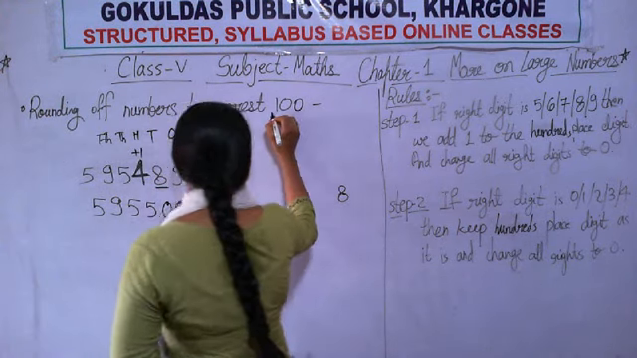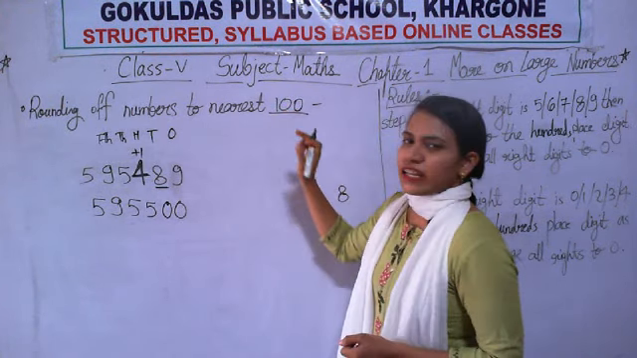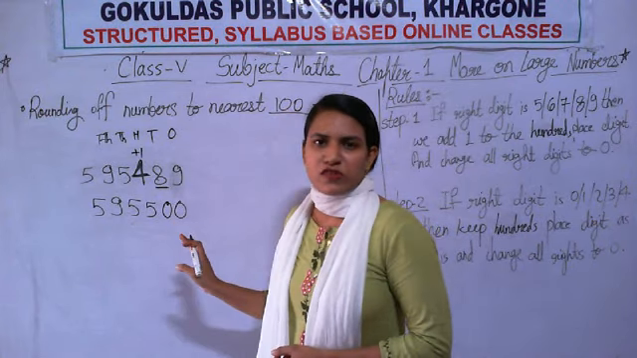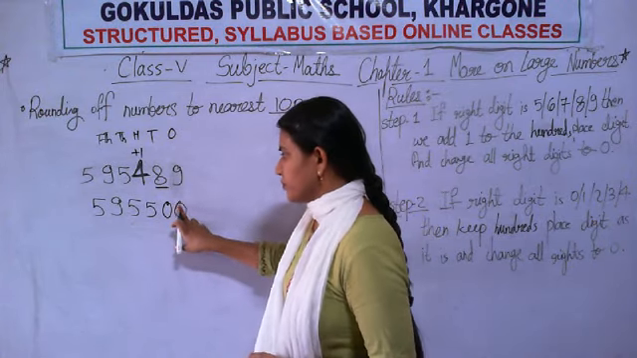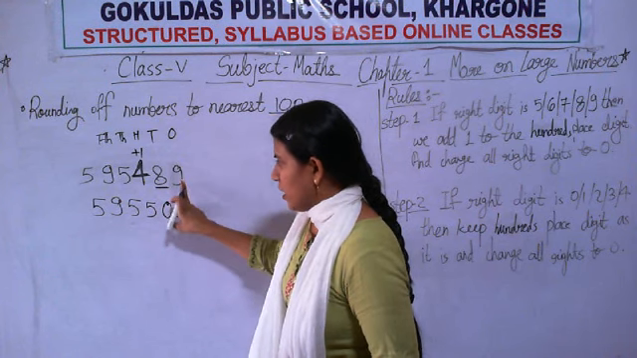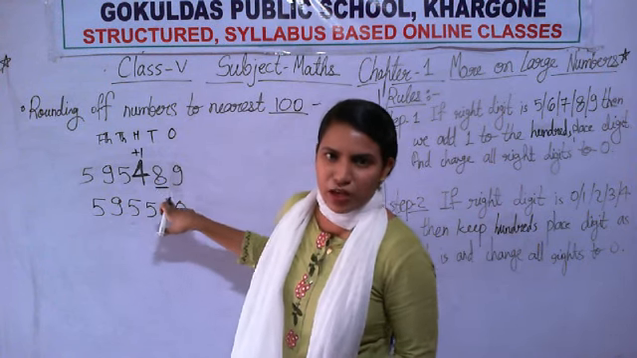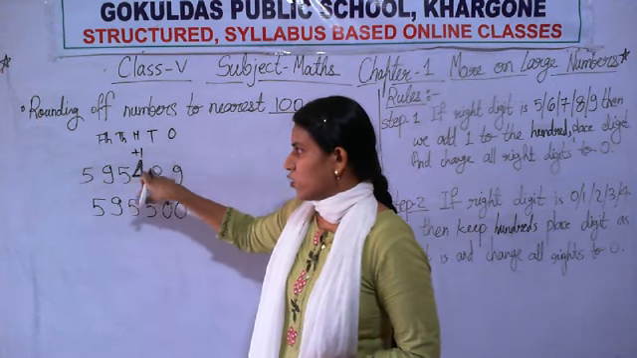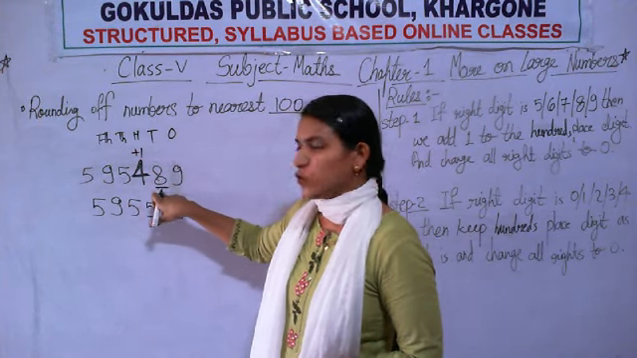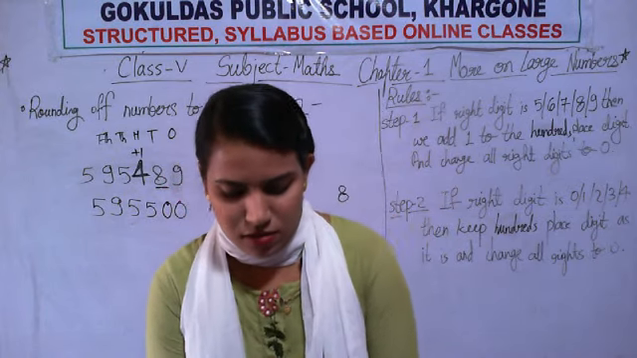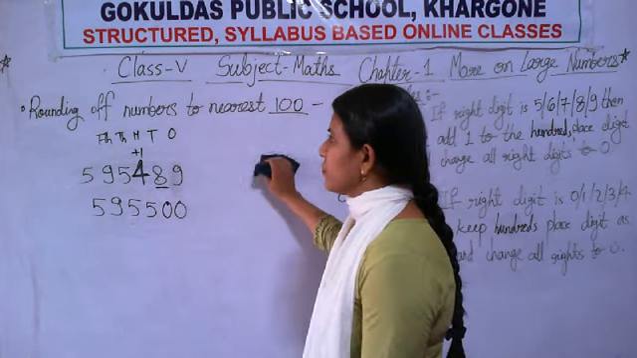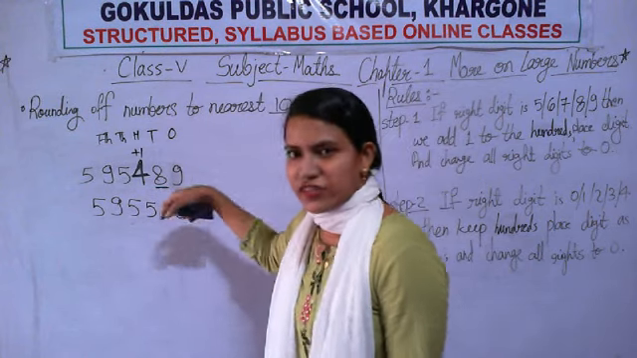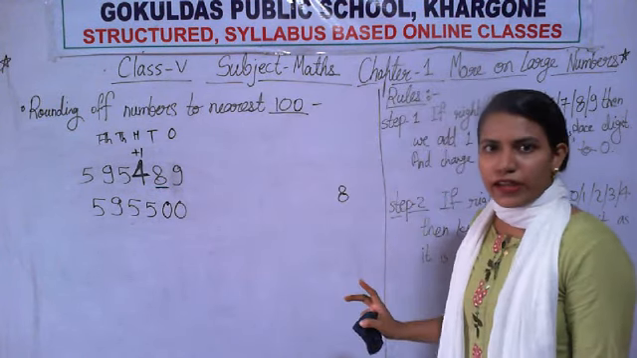See here, in 100, the ones and tens place are 0, right? So when you round off any number, you can use this trick. You should make the ones and tens place of the given number 0, and you have to make changes according to the right digit. This is how we round numbers to the nearest 100. We check the just right digit and apply the rule.